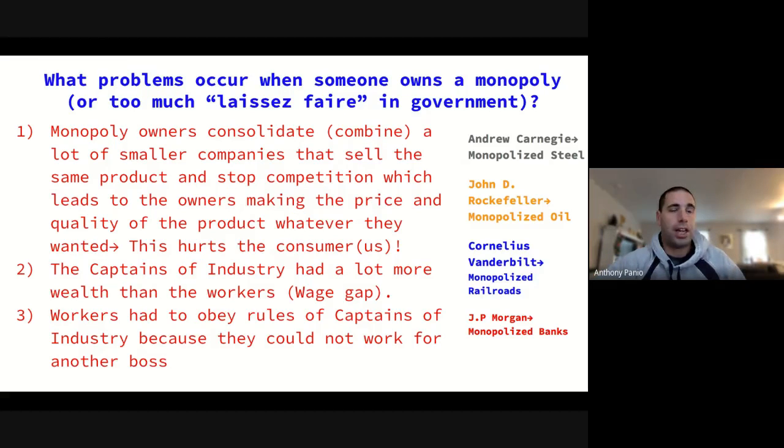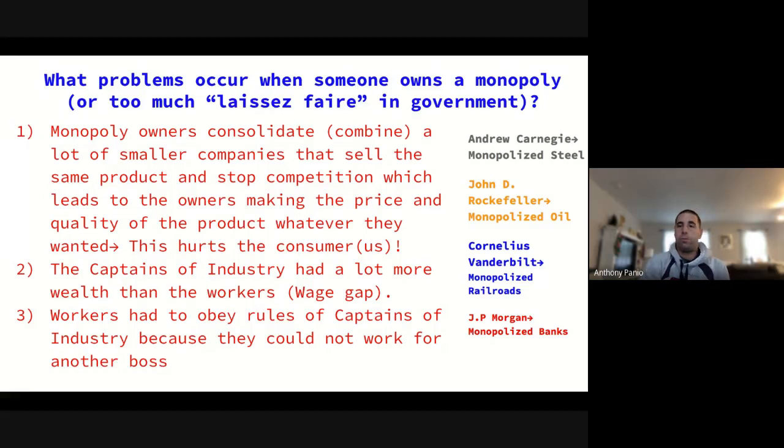So Andrew Carnegie had all of the steel products. So if you needed steel, you had to go to him. We did that one together. John D. Rockefeller monopolized oil. He had the Standard Oil Company, which if you needed oil, you needed to go to him. Vanderbilt monopolized the railroads. So if you wanted to ride the railroad, you had to go through him. And J.P. Morgan monopolized banks. So if you wanted to go to a bank, you had to go through him.